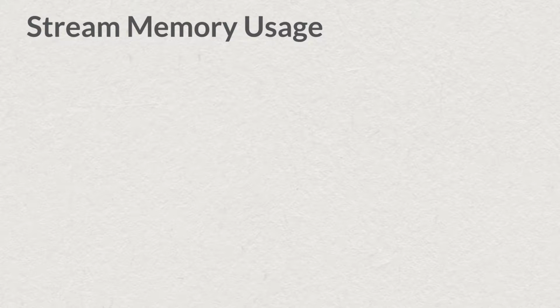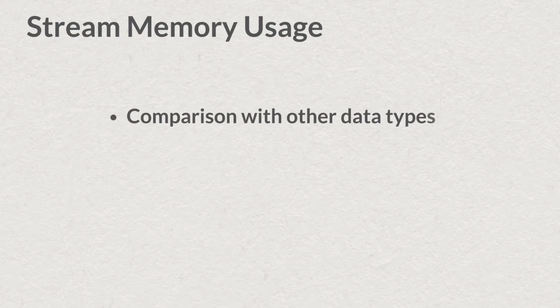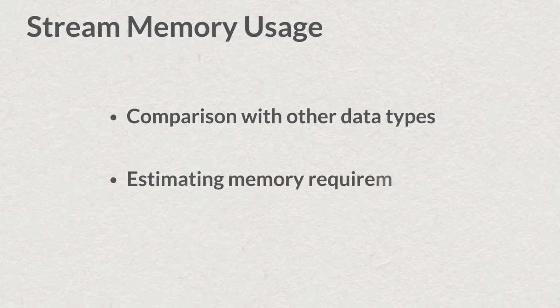In this unit, we'll look at how the memory requirements for streams compare to other data types that could be used to represent the same data. We'll then move on to see why it's important to estimate the memory required for a stream and begin to think about how we can control that.